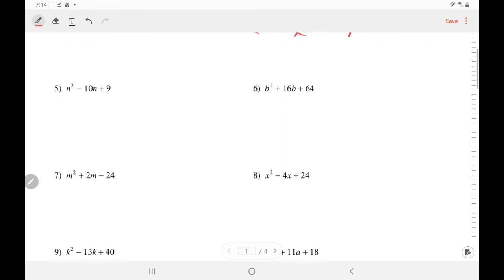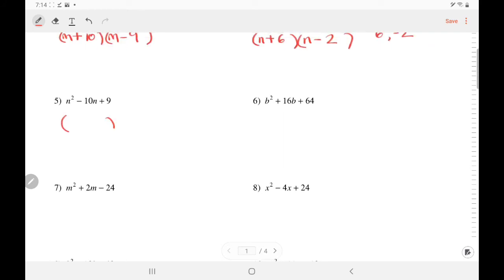Let's try number 5. N times n is n squared. Add to negative 10, multiply to positive 9. To get a positive 9, your signs have to be double positive or double negative. But if I want to add up to a negative number, they have to be double negative. And 9 times 1. Negative 9 times negative 1 is positive 9, and they will add up to negative 10.